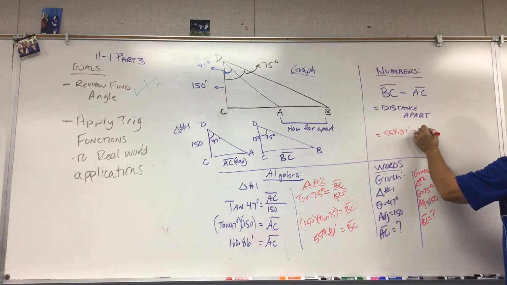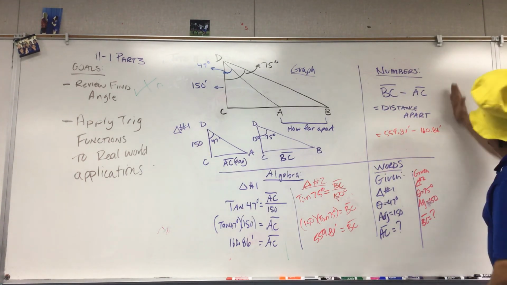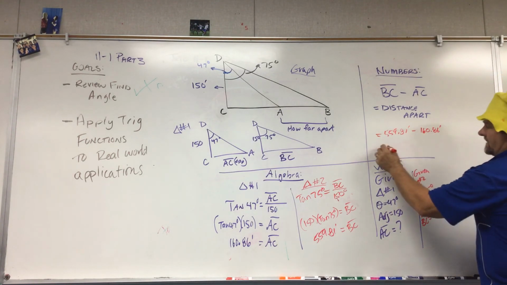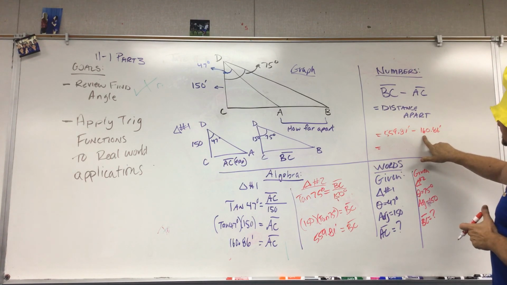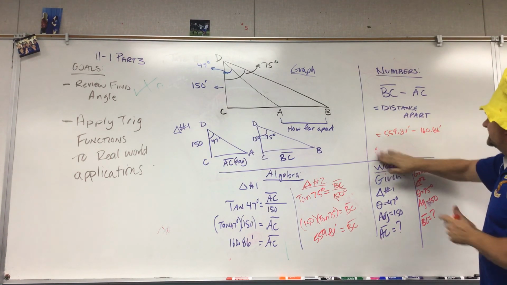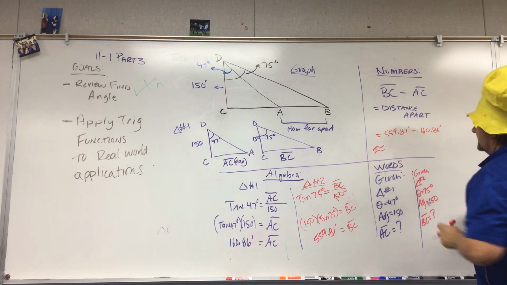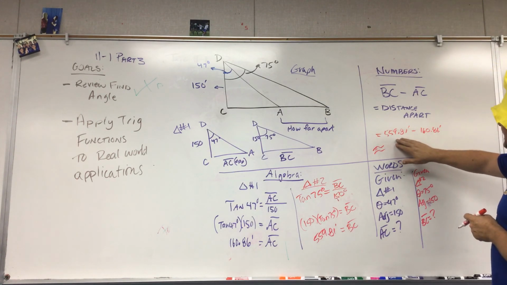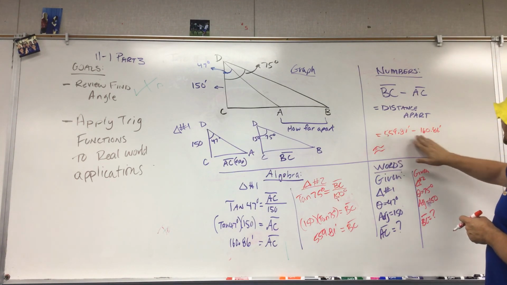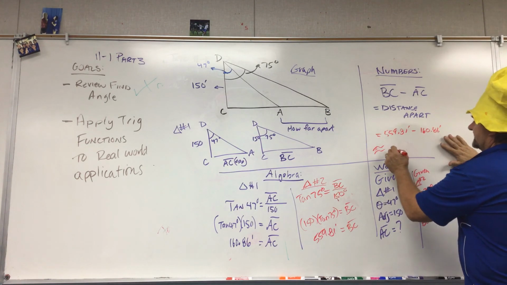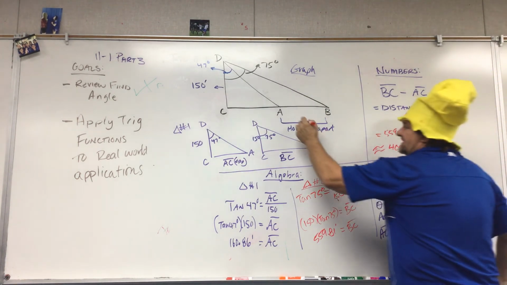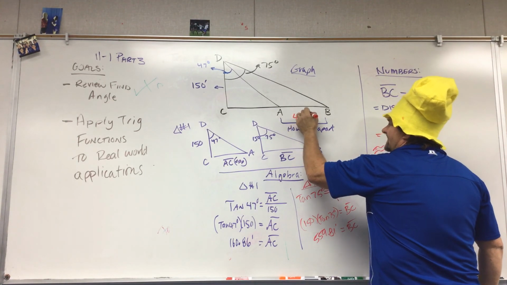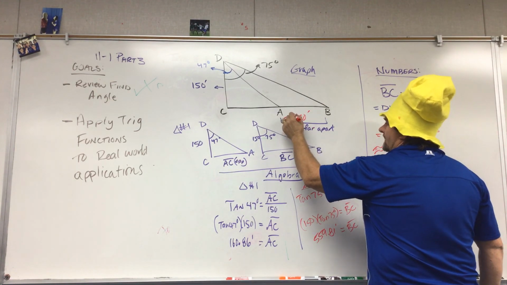AC is 160.86 feet. Hopefully that made it in. And my answer: 560 minus 160, I didn't do the math on this one, I don't have a calculator near me, so it's approximately 400 feet. So this is approximately 400 feet apart.